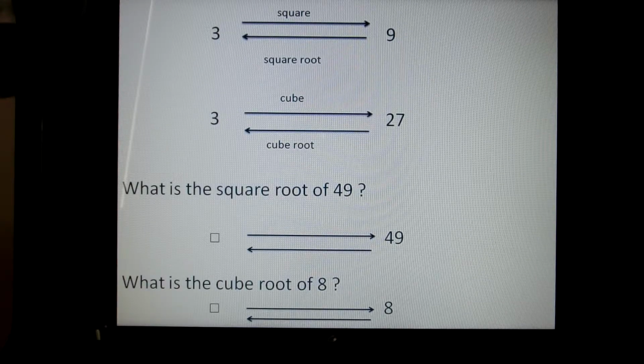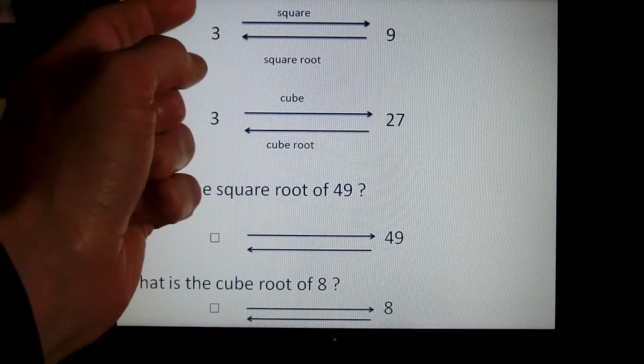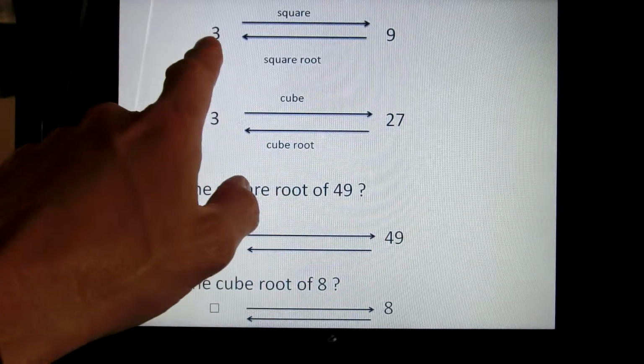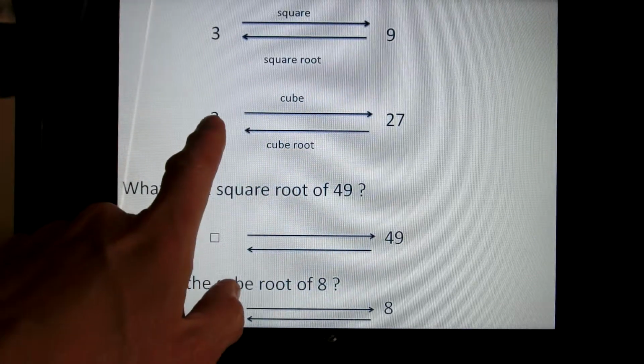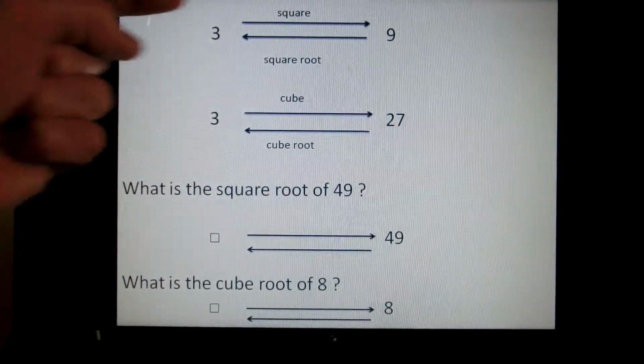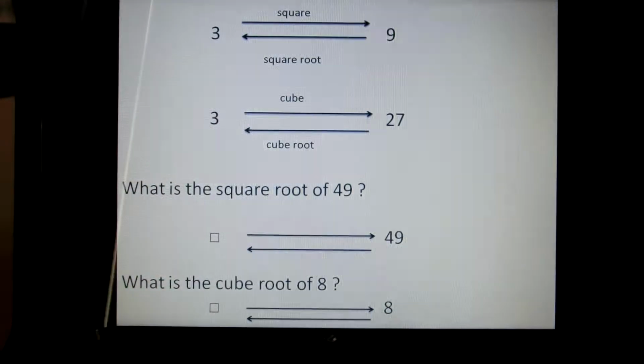So just in case you're asked to find a square root or a cube root, squaring will take you from 3 to 9, and what brings you back from 9 to 3 is square rooting. What takes you from 3 to 27 is cubing. What brings you back is cube rooting. So you have powering one way and rooting bringing you back the other way.